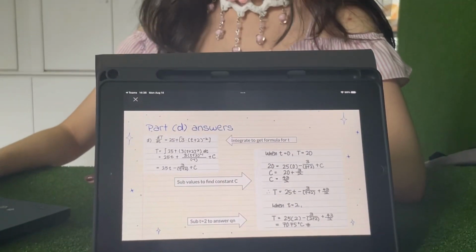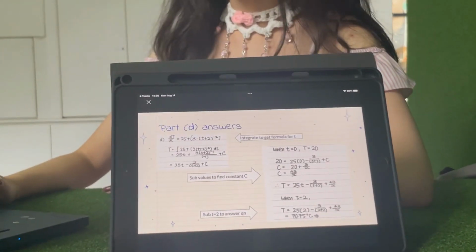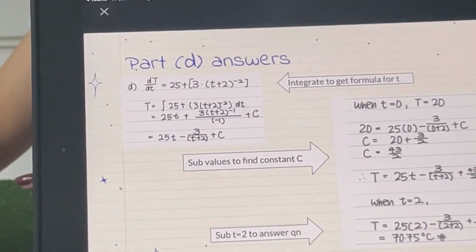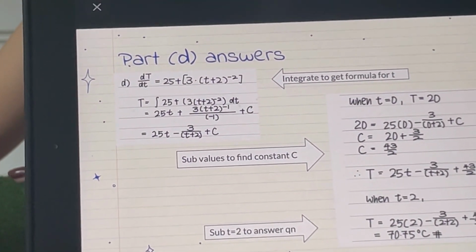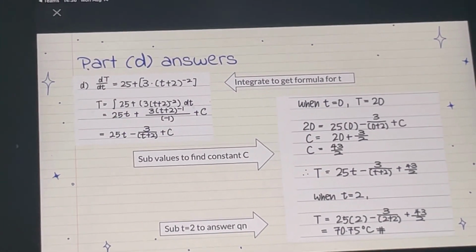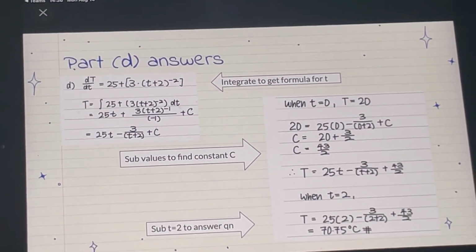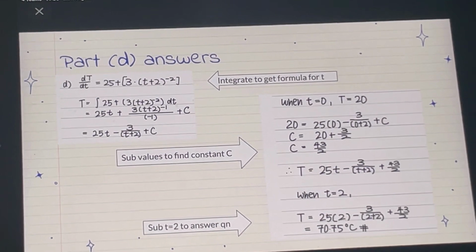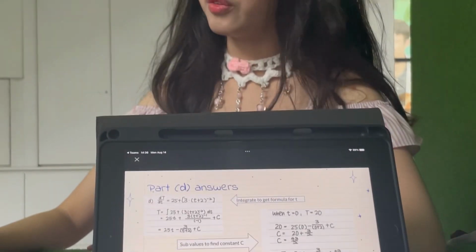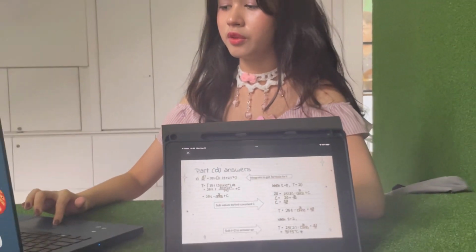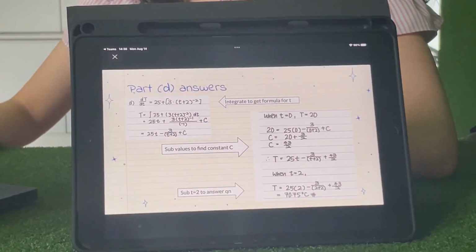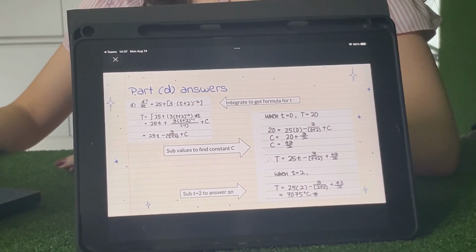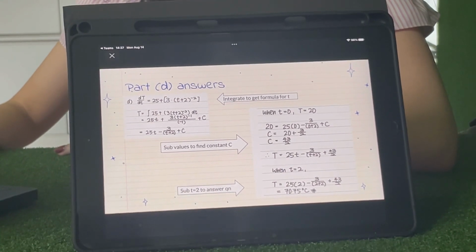first we integrate the rate of change formula, and after integrating, we are left with the equation 25t minus 3 over (t plus 2) plus c. To find the constant c, we substitute t equals 0 and T equals 20, which is the initial temperature. After that, we find out that the constant c is equal to 43 over 2. So the final formula for the temperature is 25t minus 3 over (t plus 2) plus 43 over 2.